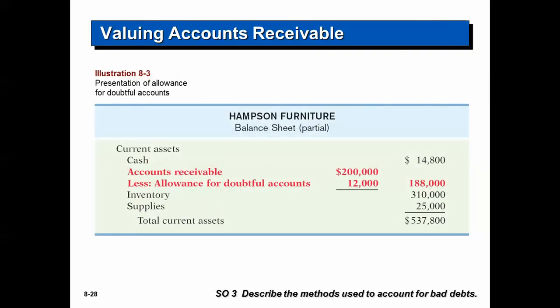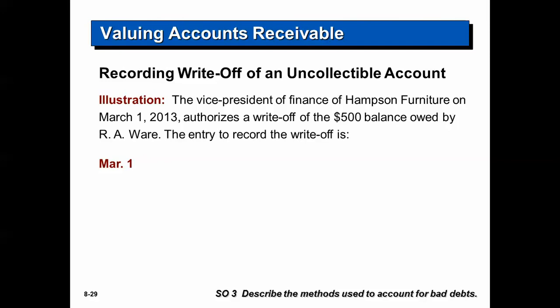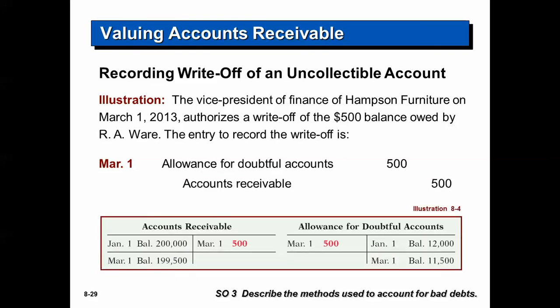So we would show it then as accounts receivable less the allowance. We expect to collect, of the $200,000, only $188,000. Regarding the write-off of an uncollectible account, the vice president of this company says, okay, somebody's gone under, let's authorize, I'm telling you to take 500 out of the accounts receivable. Well, we take it out of the accounts receivable, we charge the allowance for doubtful accounts. So we debit the allowance for doubtful accounts and we credit the accounts receivable.